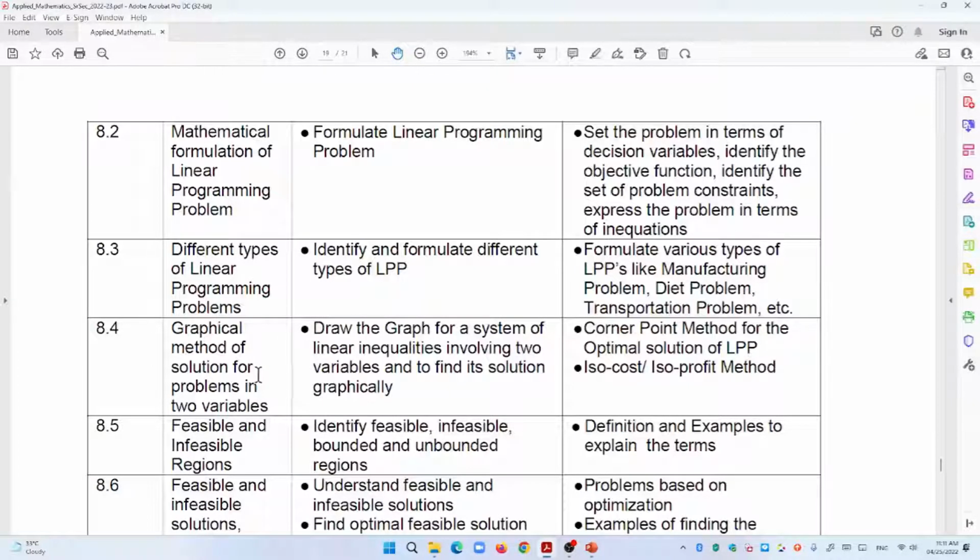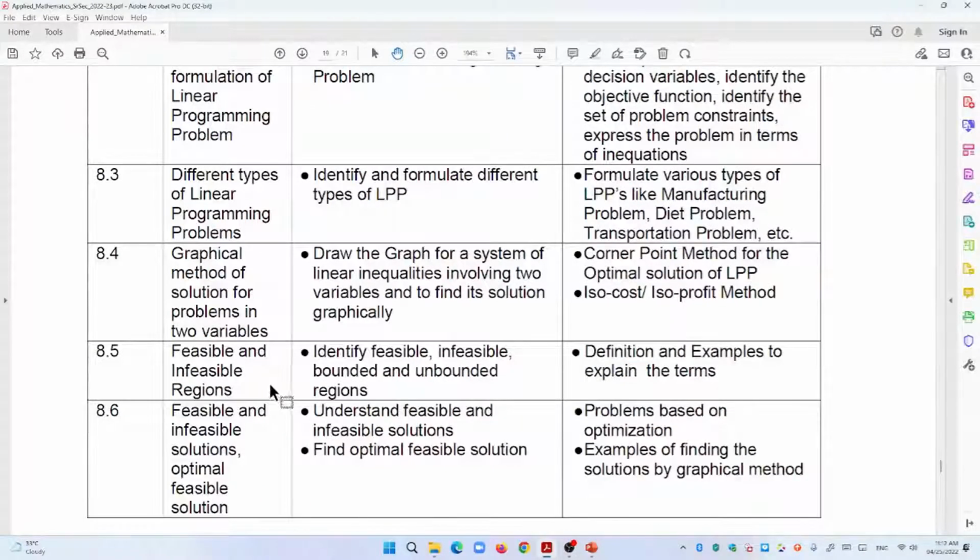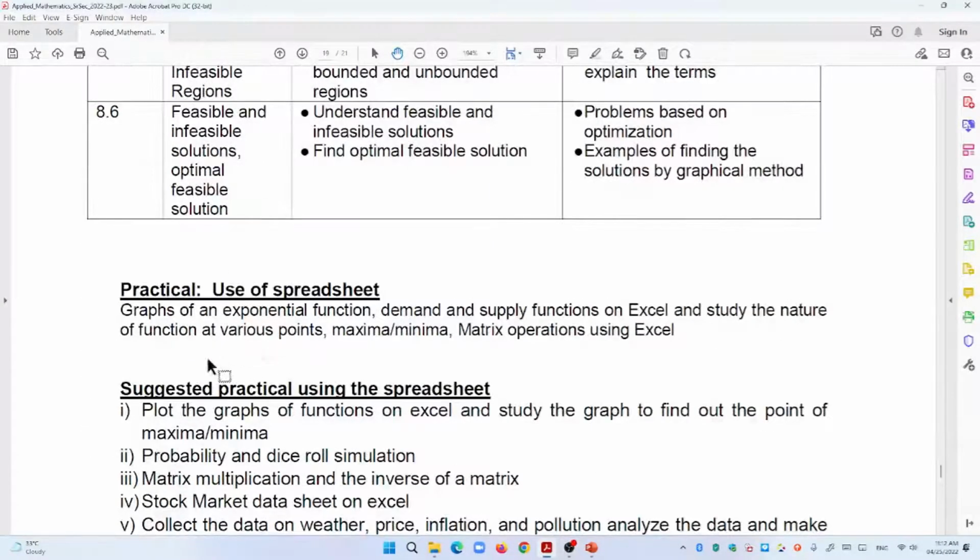And now we have solution for such problems. Here we have graphical method of solution for problems in two variables. Here we have to study two methods. One is the corner point method and the other one is the iso-cost or iso-profit method. And then we will study about feasible region and infeasible region and optimal feasible solution under 8th unit, which is linear programming. And then we have the practical, which is the use of spreadsheet.